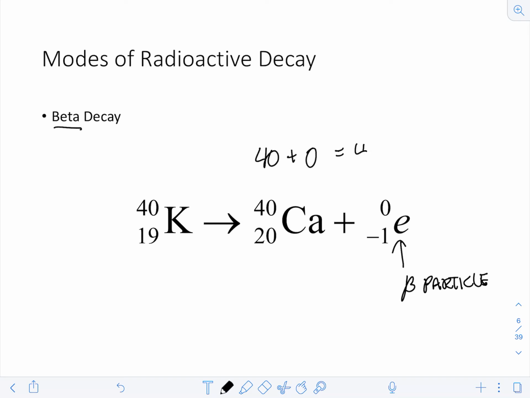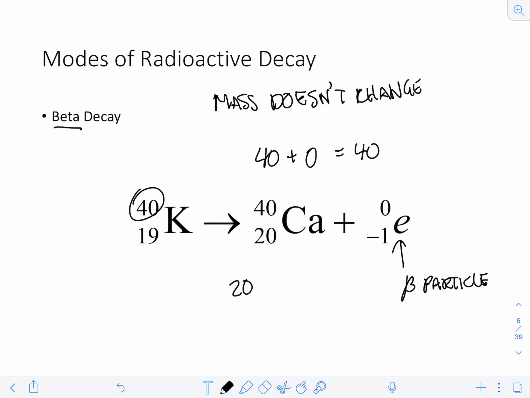And when we add 40 plus 0, we get 40. So notice that mass does not change. So with beta decay, mass typically does not change, so the mass number. However, the atomic number does, and we said that it increases. And this is why it increases. So if we have 20 plus a -1, doesn't that equal 19? So that is the reason behind why we see an increase in atomic number.